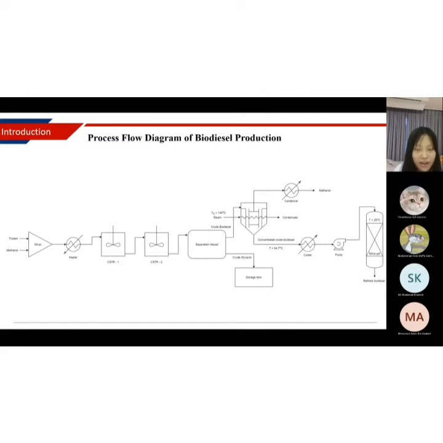So this is the process flow diagram that we have designed, and basically this is comprised of 2 CSTRs and separation vessels, an absorber, and also an evaporator.